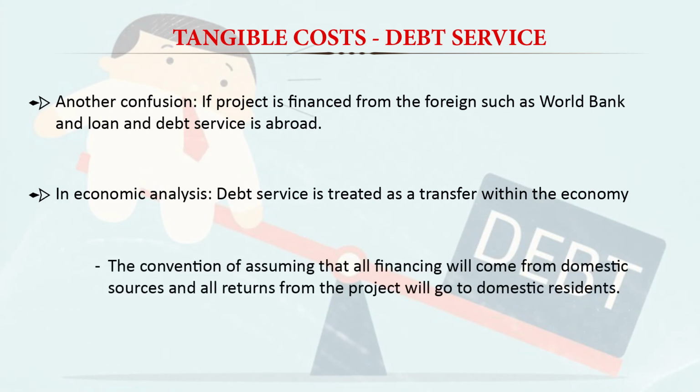The convention is assuming that all the financing will come from the domestic sources and all return from the project will go to the domestic residents. So this is the basic assumption, that all the resources for the project come from the domestic resources and all the return will go to the domestic residents. So that's why even if we are taking the loan or credit from a foreign organization, that is also called a transfer payment. So this debt service should be included in the financial analysis, but it should not be included in the economic analysis.